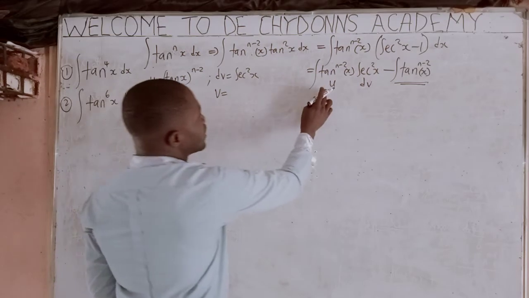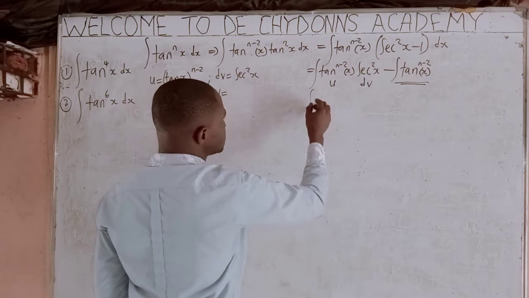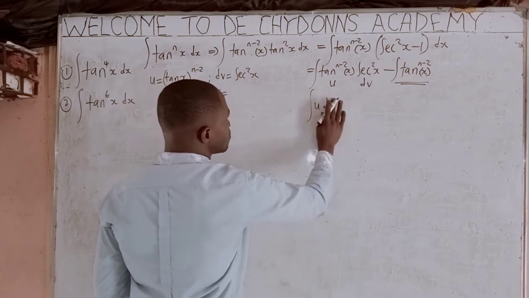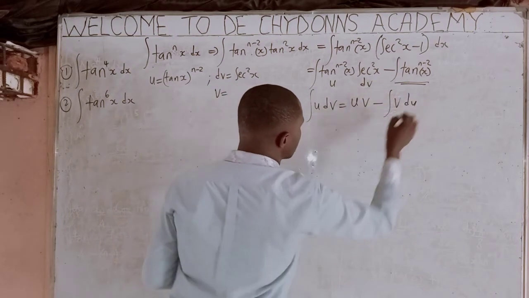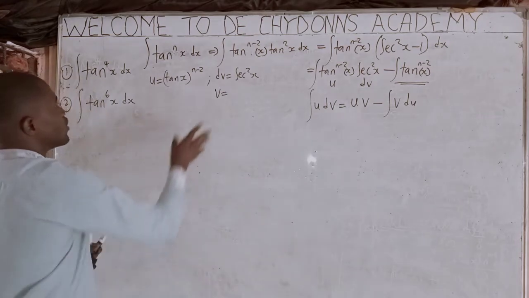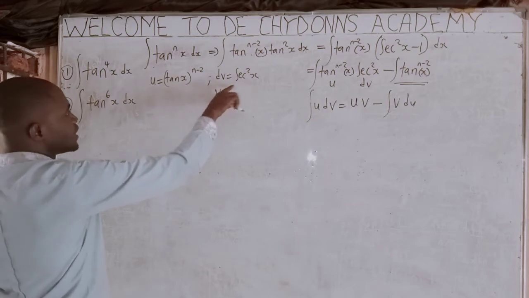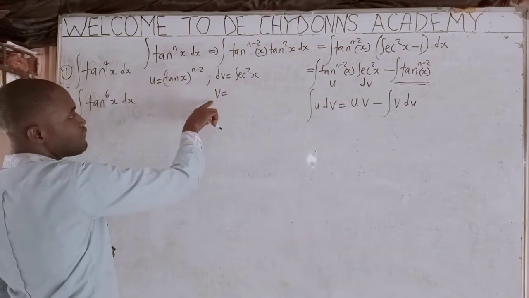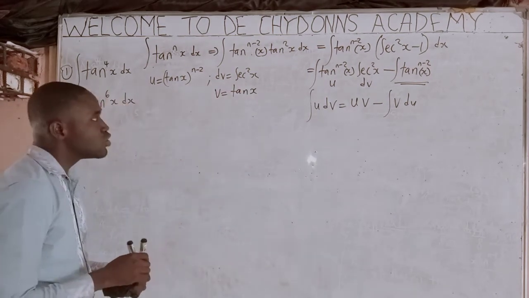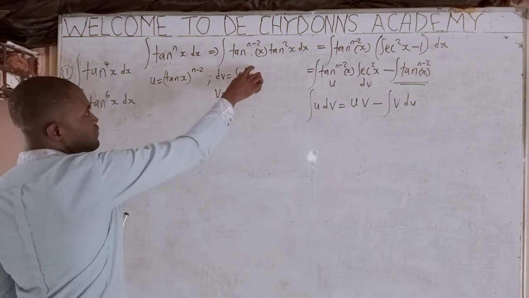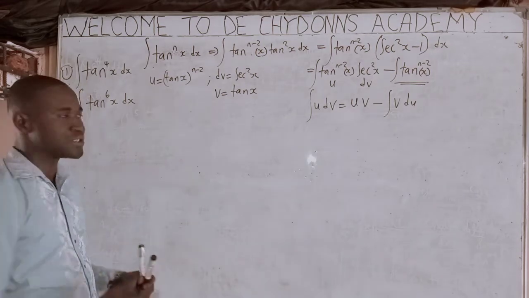Now, why are we calling this u and calling this dv? It's because of the formula that says integration of u dv, from the product rule, is equal to uv minus integration of v du. So differentiation of v is this. If you integrate this, you have v. Integrate this, you have tan x. This is because when you differentiate tan x, you have this. When you integrate this, you have this. Their integration and differentiation are opposite.